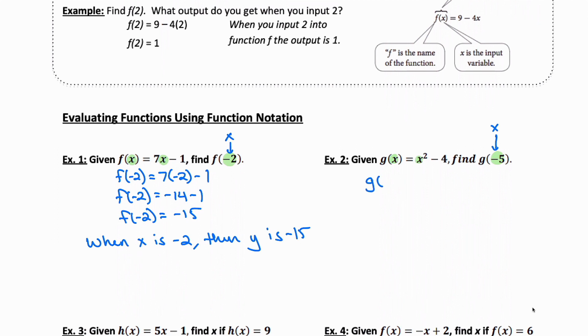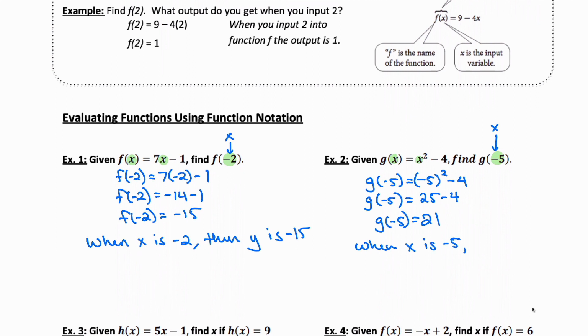That's g of negative 5 is equal to negative 5. I'm going to put that in parentheses. Squared minus 4. G of negative 5. When I plug in negative 5 into my g function, negative 5 squared, that's negative 5 times negative 5, which is a positive 25 minus 4. And I get g of negative 5 is equal to 21. What that's telling me is that when x is negative 5, then y is 21.